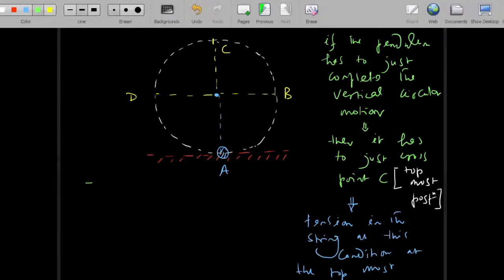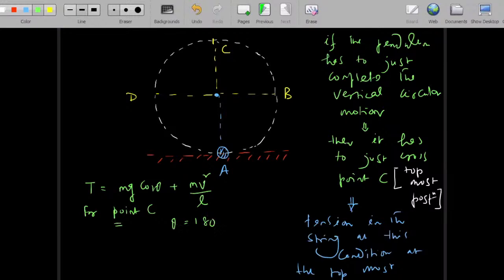So now, what was my equation? My equation was T is equal to mg cos theta plus mv square by L. All right? For it to just cross point C, the theta value is 180 degrees. I hope you understand, because I was taking this as theta. So it will come here, so this is angle 180 degrees. So theta equal to 180 degrees, T is equal to 0.